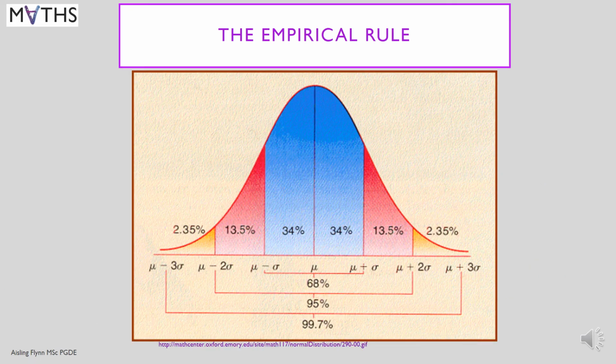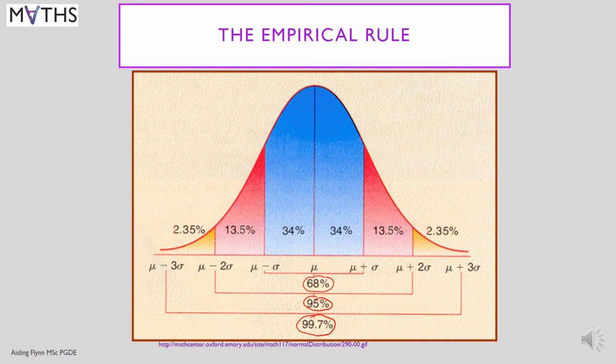Okay, so here we have a single diagram that gives those 3 different pieces of information. So what you need to memorize are these 3 figures. For 1 standard deviation left or right, that gives us 68%. 2 standard deviations gives us 95%, and 3 standard deviations left and right gives us 99.7% of the data. So take a moment and learn those 3 figures.